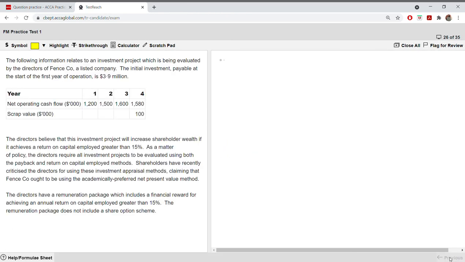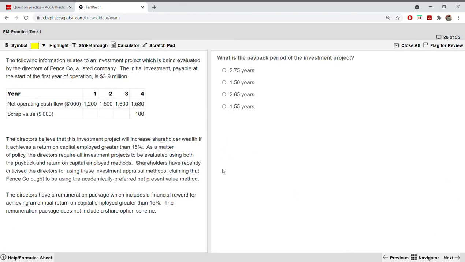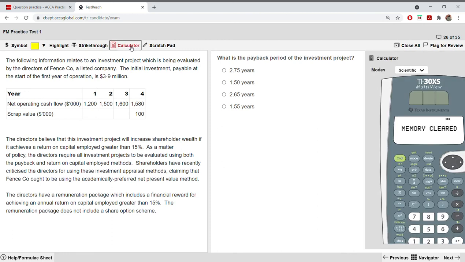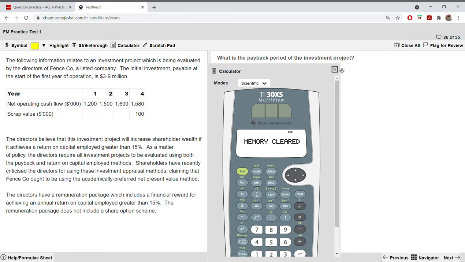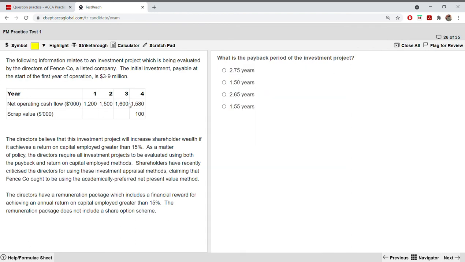Next. Payback period of the investment project. What is the payback period? You can use a calculator for this. If you see your initial investment, okay, wait a minute. Just hold. This is a new case study. We didn't read it. The following information relates to an investment project which is being evaluated by the directors of Fensys, a listed company. Initial investment is 3.9 and you are given net operating cash flow and scrap value.